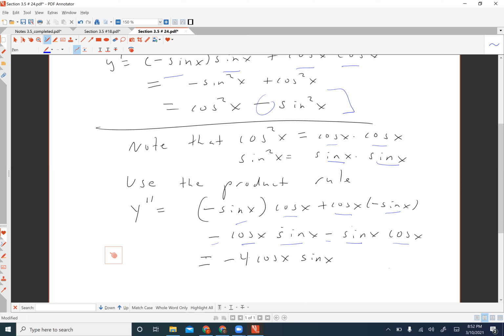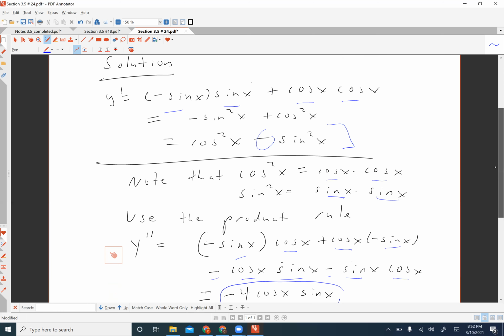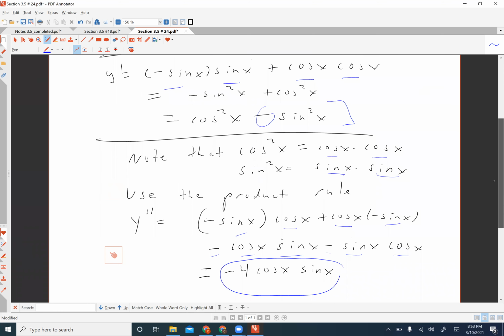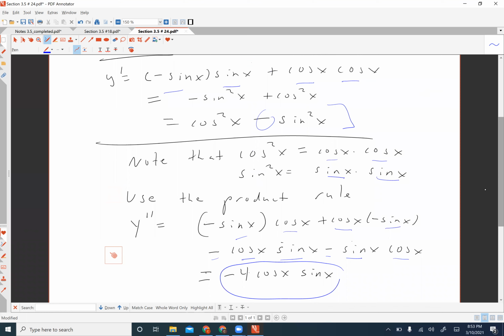So what do we get here? Look, all the terms have minus sine cosine of x, so we get minus 4 cosine of x sine of x. That is the second derivative of sine of x cosine of x: minus 4 cosine of x sine of x. That's pretty interesting, students. Okay, anyway, so much for that.